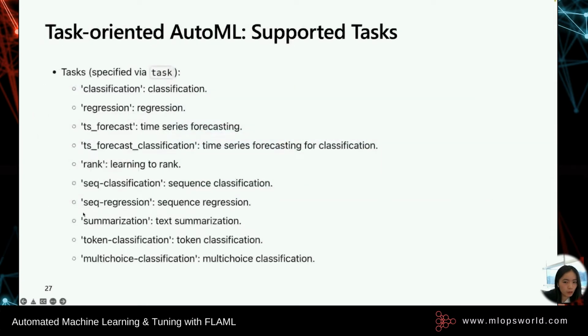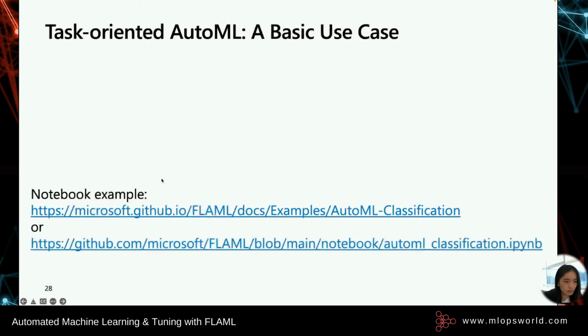FLAML has a wide range of built-in machine learning tasks you can directly select from. So here is the list of the supported tasks in FLAML. Now, let me use this notebook example to demonstrate how to do a task-oriented AutoML in a very convenient way.